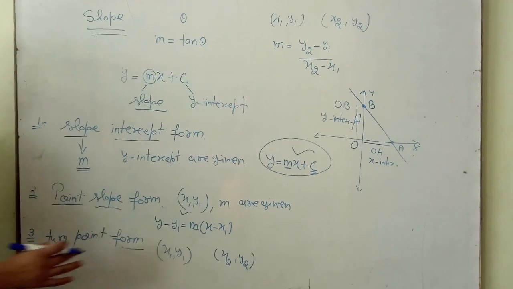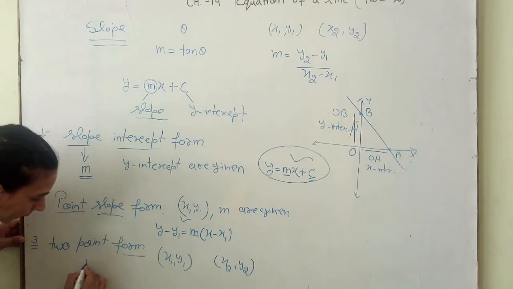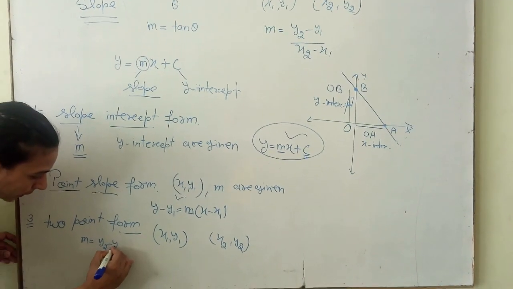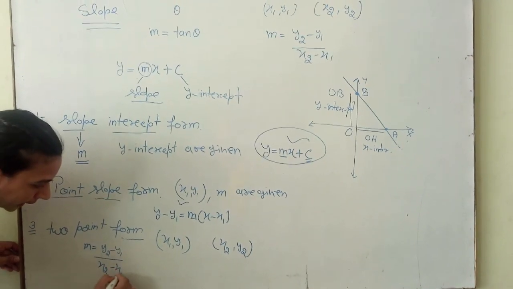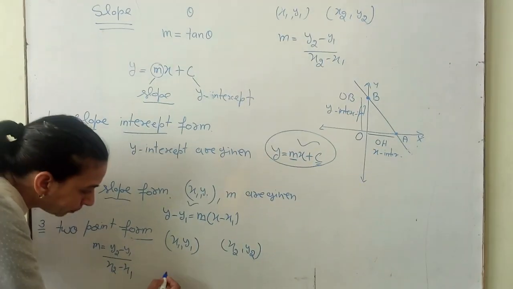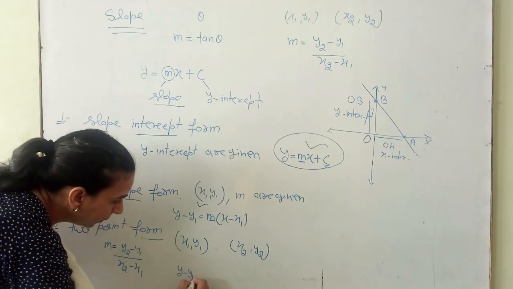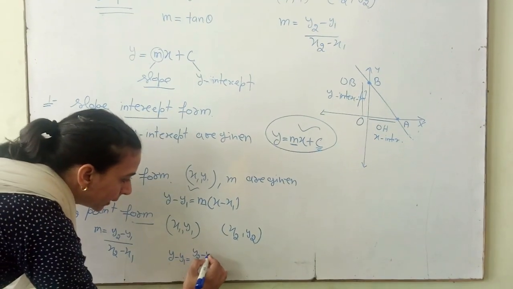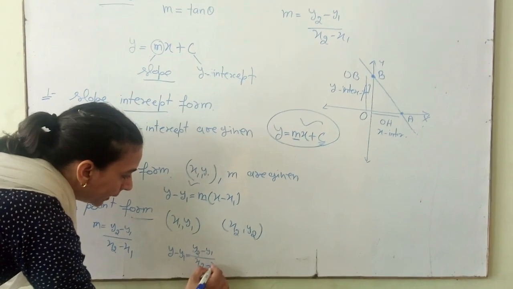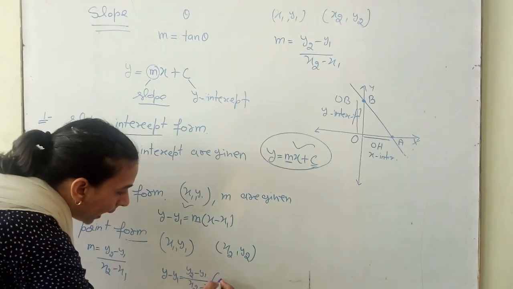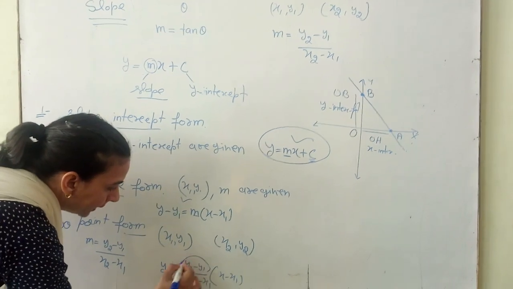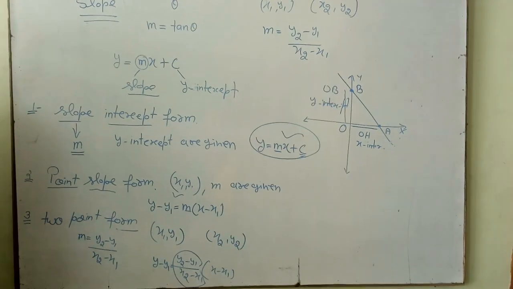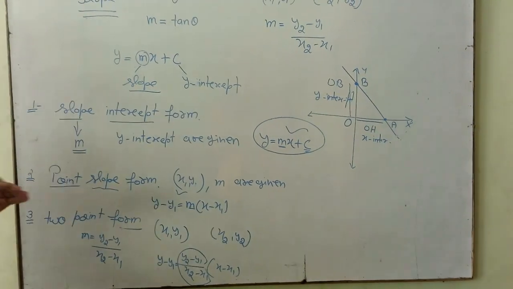First we find the slope. Slope by two-point form equals (y2 minus y1) divided by (x2 minus x1). Then we use y minus y1 equal to the slope, meaning (y2 minus y1) divided by (x2 minus x1), into (x minus x1). Students, this is a slope. You directly write it in place of the slope. Then there are three methods for finding an equation of a line.